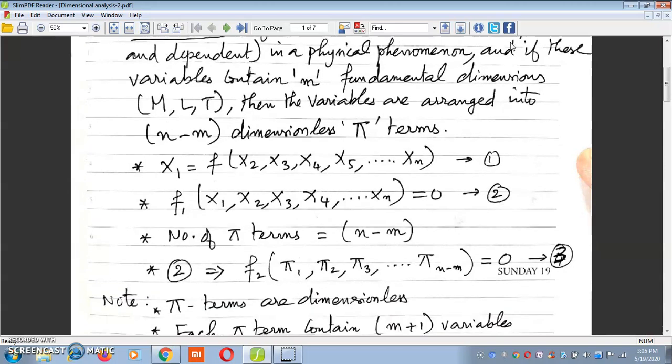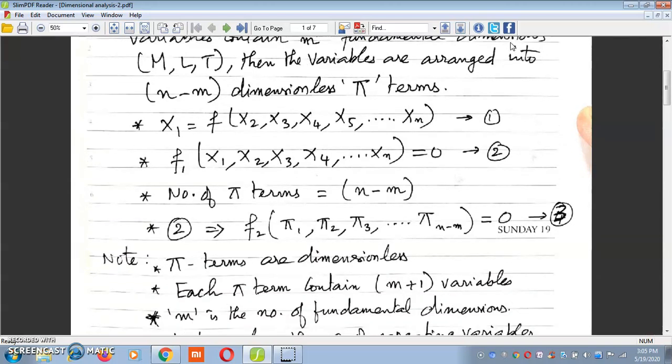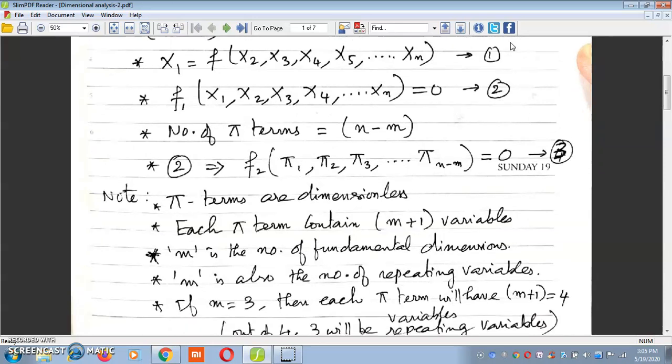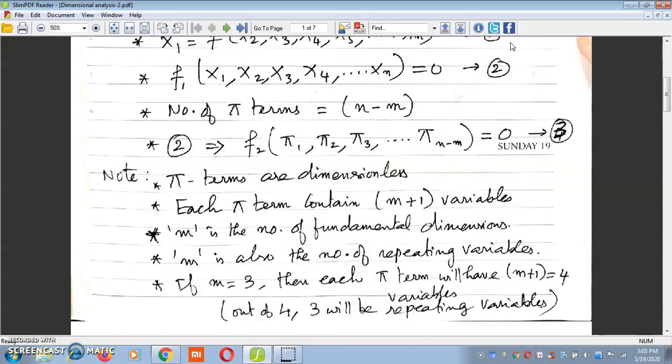Now we need to calculate the number of pi terms. The number of pi terms is equal to n minus m, according to the theorem statement. Therefore, equation 2 can be written as some other function of pi 1, pi 2, pi 3, up to pi n minus m, equal to 0. This is equation 3. Please note that each pi term is dimensionless and each pi term will contain m plus 1 variables. We know what m is. m is the number of fundamental quantities. We also call m the number of repeating variables.